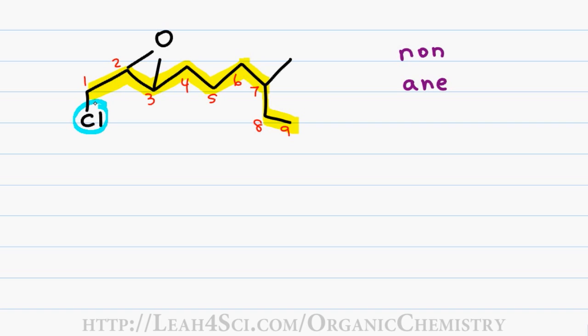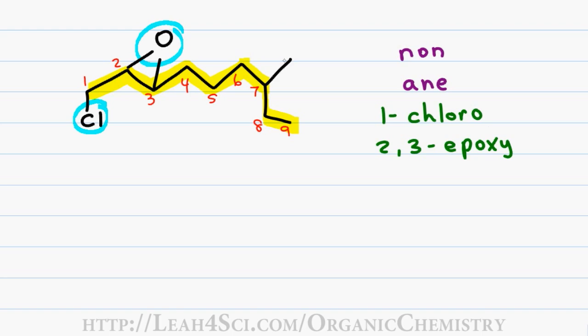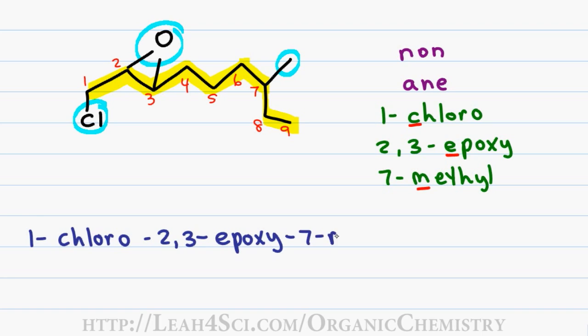I have a chlorine on carbon 1, giving me the prefix of 1-chloro. I have an epoxide on carbons 2 and 3, giving me 2,3-epoxy. And the methyl group on carbon 7, giving me 7-methyl. Arranging the substituents in alphabetical order, I have C, followed by E, followed by M, for a final name of 1-chloro 2,3-epoxy 7-methylnonane.